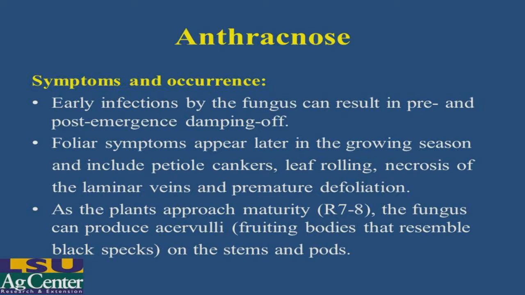We also find that foliar symptoms appear late in the growing season and include the petiole, cankers on that petiole, leaf rolling, necrosis, laminar veins, and mature defoliation. As the plants become mature in the late growth stages of R7 or R8, the fungus can produce acervuli, and this is a fruiting structure or fruiting body that resembles black specks on the stem itself. And these are a symptom that can be used for identification.